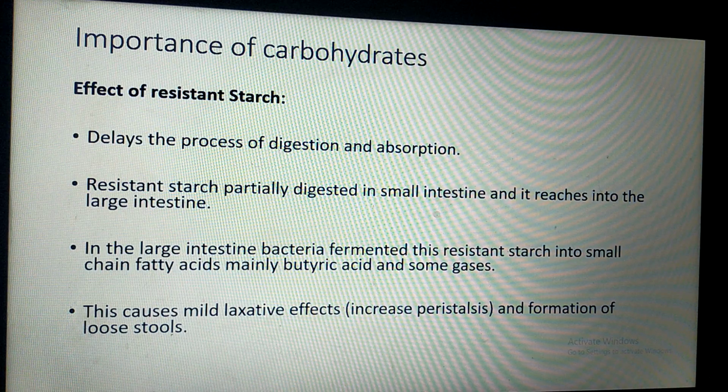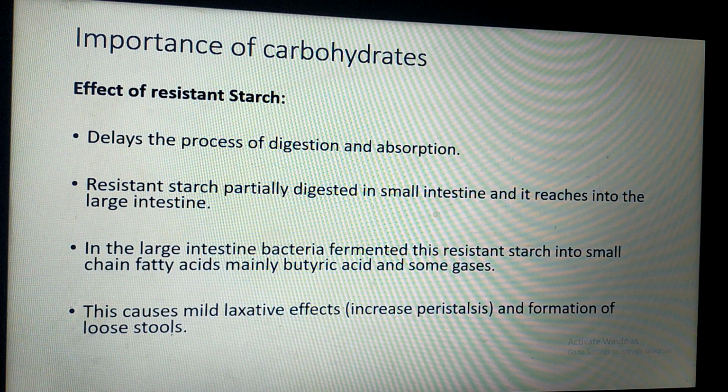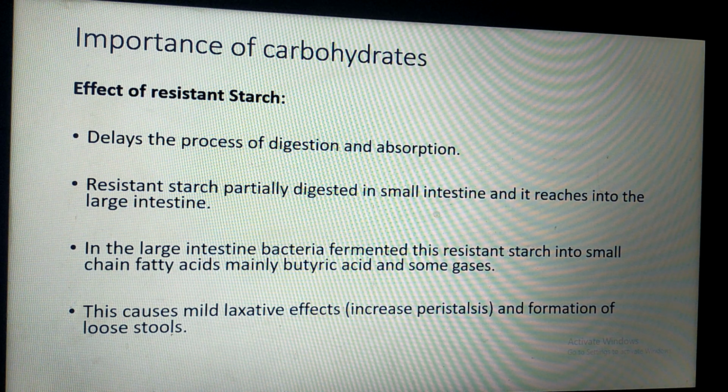In the large intestine, bacteria ferment this resistant starch into short chain fatty acids, and mainly that is butyric acid, and some gases are formed. Now this causes mild laxative effects. Laxative means increase in the peristaltic movement, and therefore loose stools are formed which are easy for defecation.